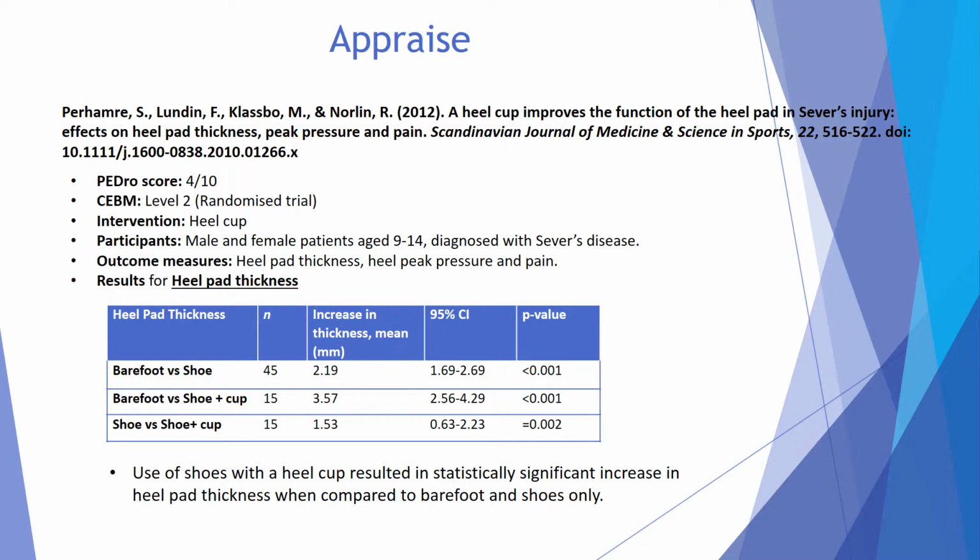The third article by Hammer et al. is a level 2 randomized trial which scored 4 out of 10 on the PEDro scale. The study was conducted on participants with Sever's disease to determine the effects of the use of heel cups. Again, there was a lack of control group. Outcome measures include heel pad thickness, heel peak pressure, and pain.